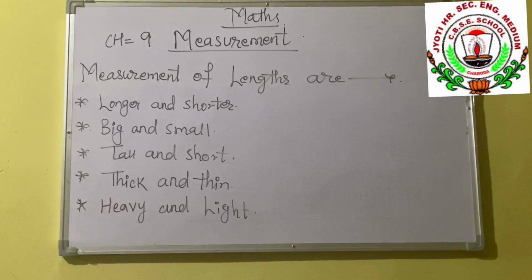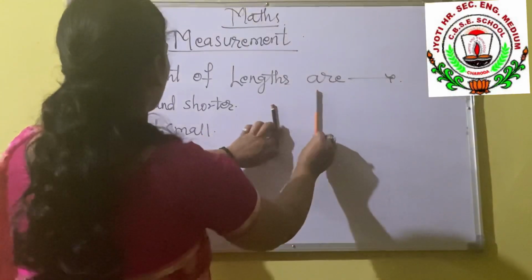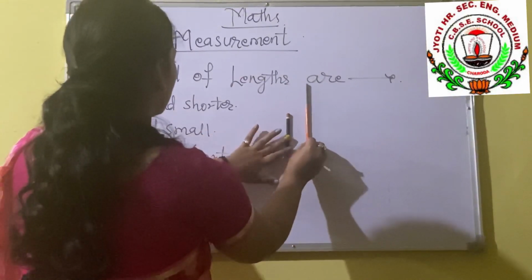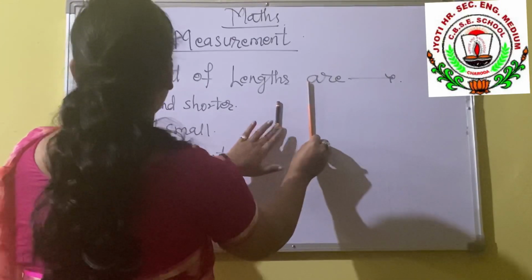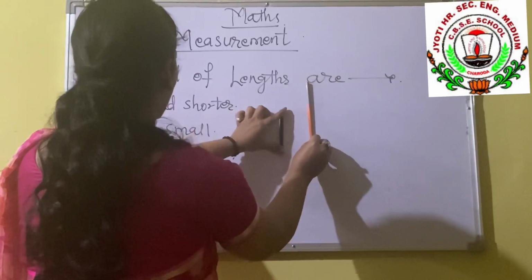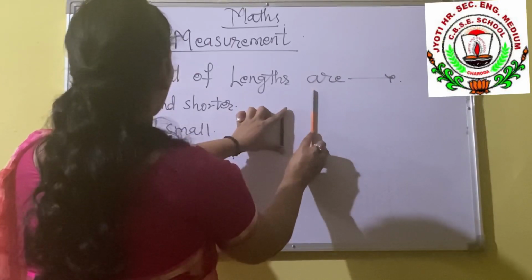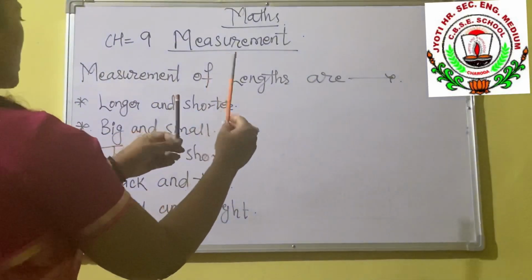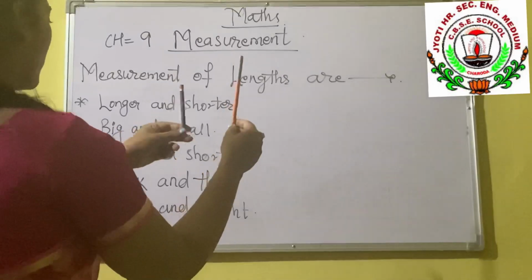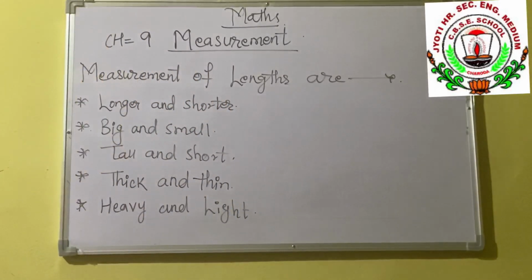Now first example I will show you longer and shorter. Here I am having pencil with me. Two pencils are given over here. You can see one is longer and the another one is shorter. The height of the pencil is short and this orange pencil is height is long. So how can we measure? This is longer and this one is shorter. We can identify by this.